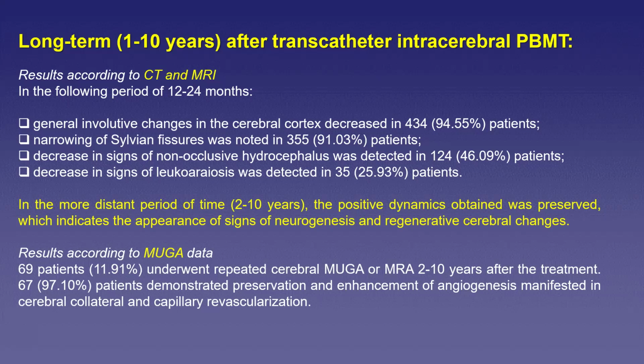According to MUGA data, 11.9% of patients underwent repeated cerebral MUGA and MRA 2 to 10 years after the treatment, and 97% of those patients demonstrated preservation and enhancement of angiogenesis manifested in cerebral collateral and capillary revascularization. Next slide.